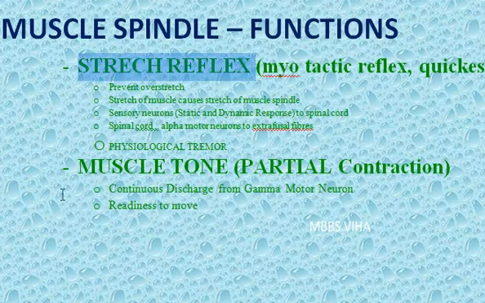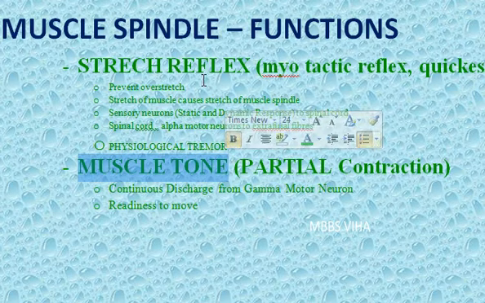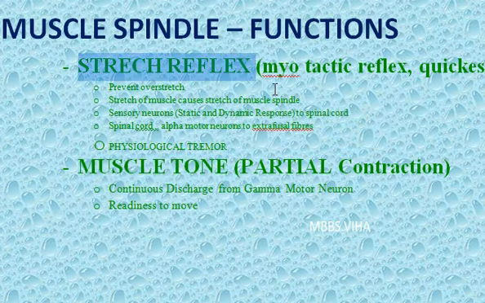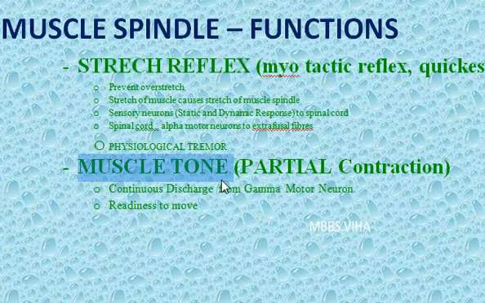Stretch reflex is one of them and muscle tone is the second one. Overall high level I will tell you now. Stretch reflex means how much the muscle has stretched. It will have the information, send it to the central nervous system, and it will prevent overstretch of the muscle. That is stretch reflex. Muscle tone means it will keep the muscles in partially contracted state. This will keep it ready for any movement.